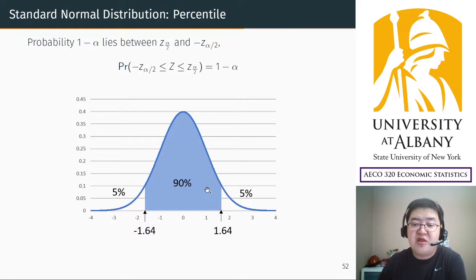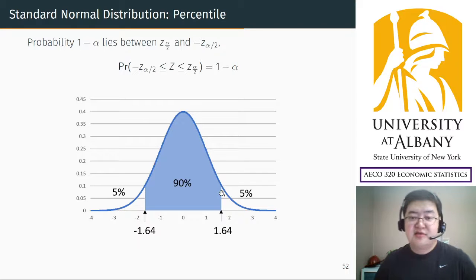So in between that, we have 90%. 90%, right? The missing probability 10% is split between the top and the bottom. So this is how we use the standard normal distribution.